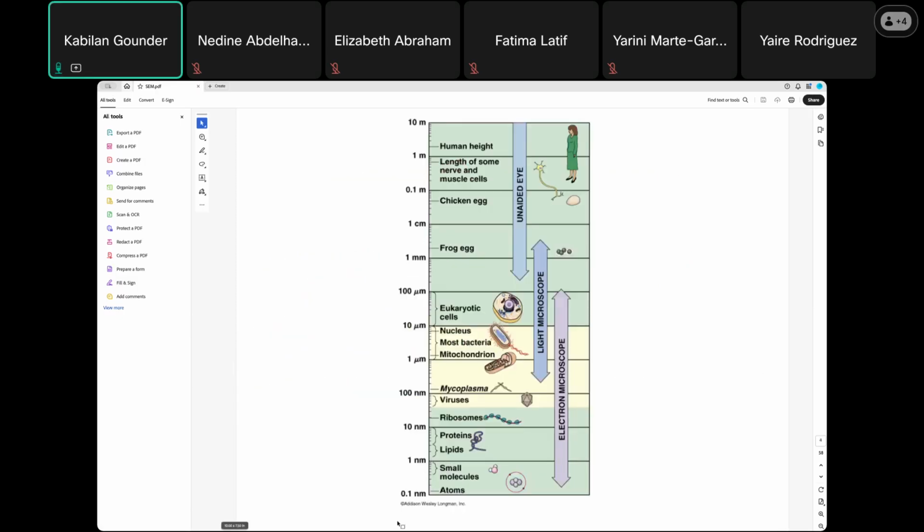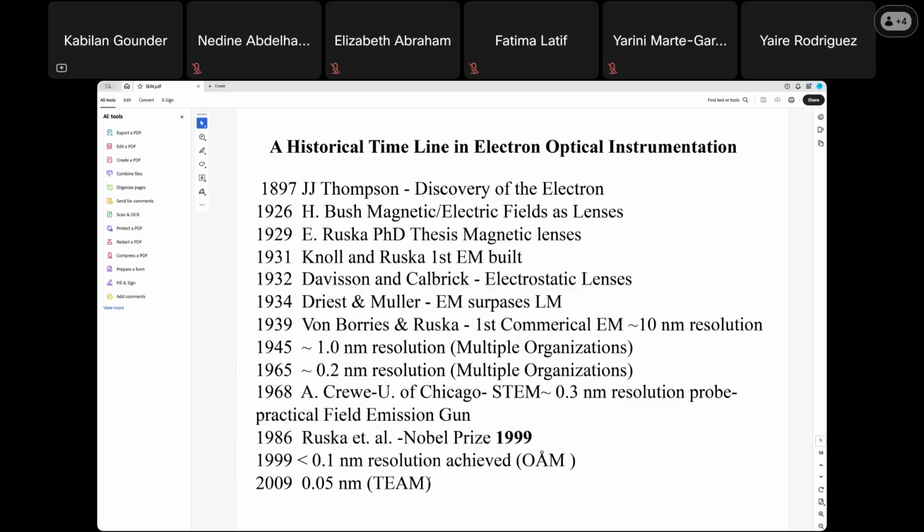We discussed this, like, less than a nanometer, you are able to see through an electron microscope. So the timeline for the electron microscope is 1897: first, J.J. Thomson, he discovered the electrons.